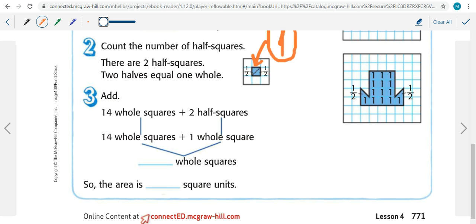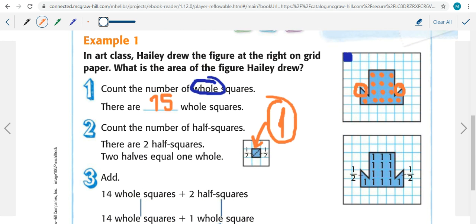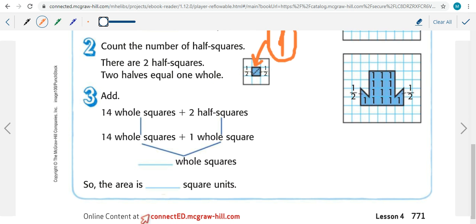Okay? Now, we have, 14 was the correct answer. 14 whole squares and 2 half squares. Remember that 2 halves make 1 whole. So 14 plus 1 is 15 whole squares. So the area is 15 square units.